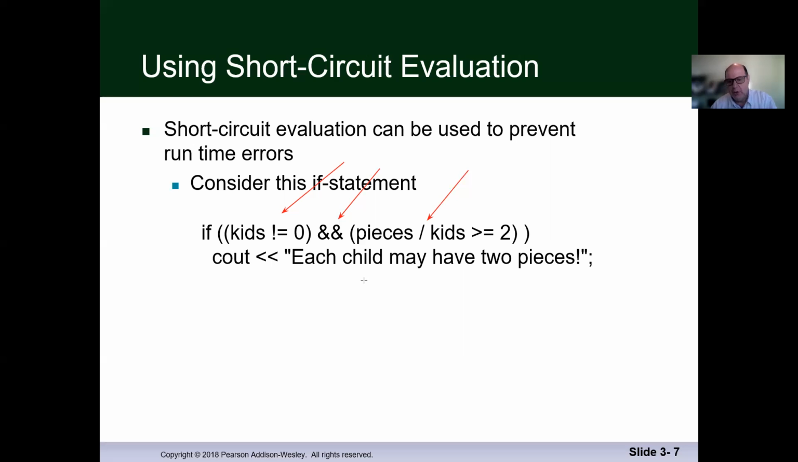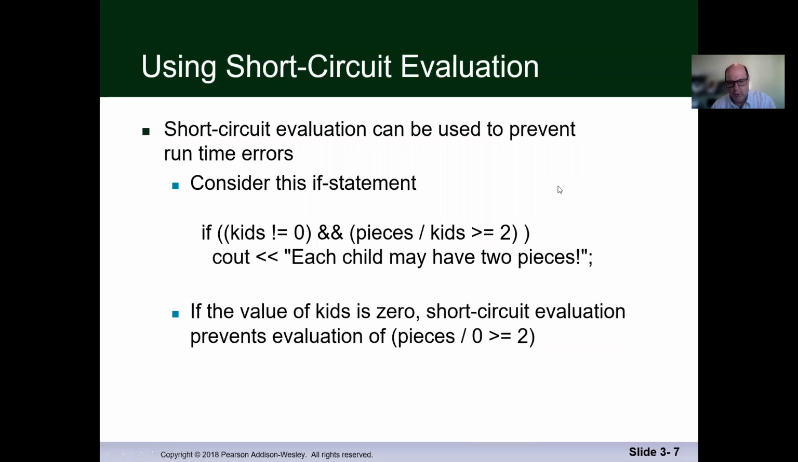So that's what short circuit means: based on the first one, we might not even do the second one. For the AND, if the first one is false, we are not going to do the second one. For OR, if the first part is true, we are not going to do the second part. So we can use it to our advantage, if we think about these things a little bit. That way we don't have the runtime error.